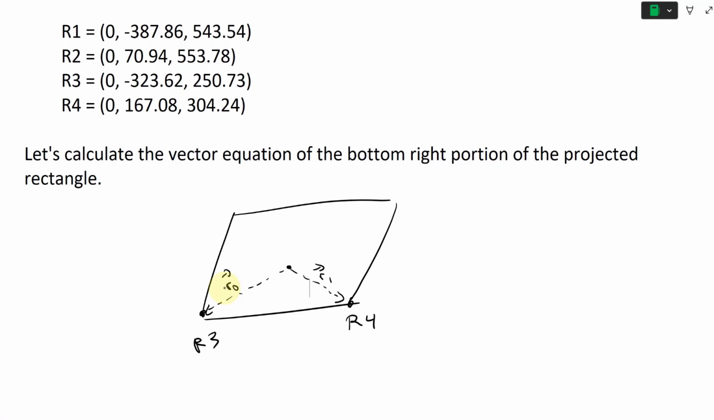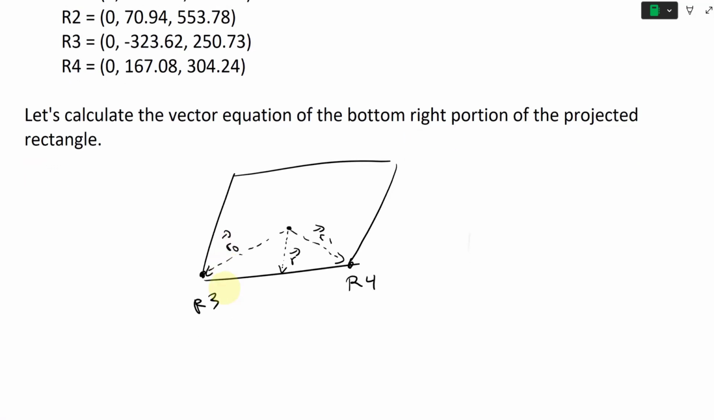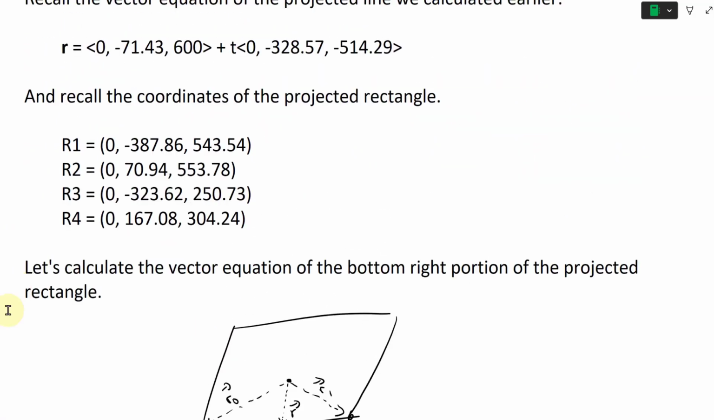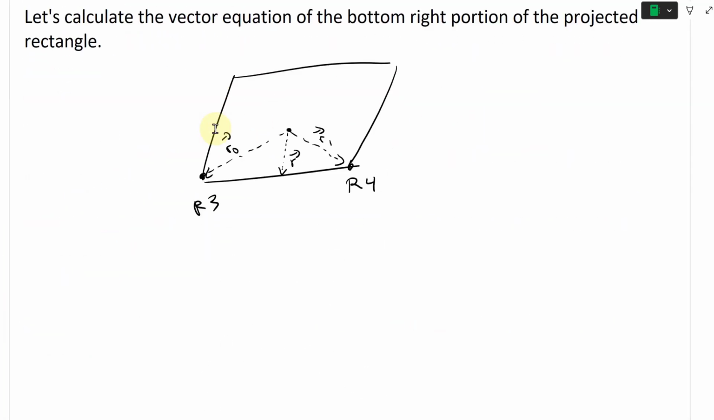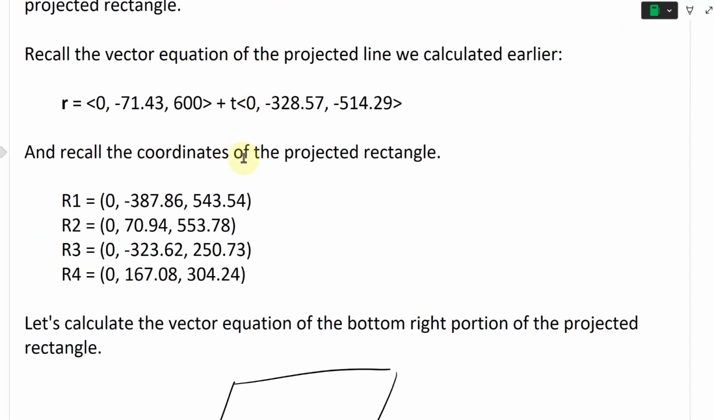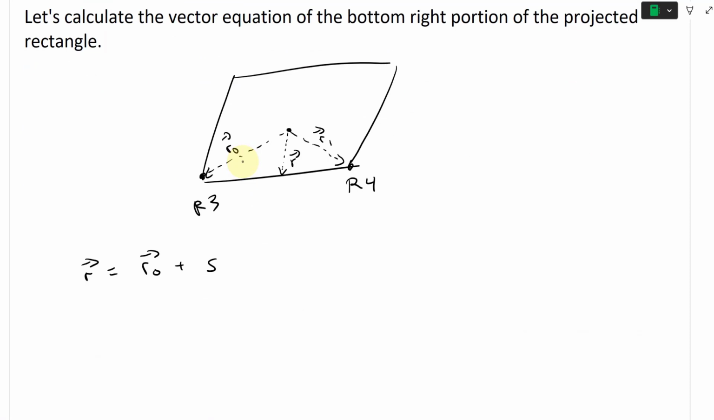And then basically the line is going to be the vector pointing anywhere on the line. Let's call that R. And now instead of using T, we'll call it S. So the R vector equals R naught plus S times V. Remember, the V vector is a parallel vector, just going to be parallel to here and here.